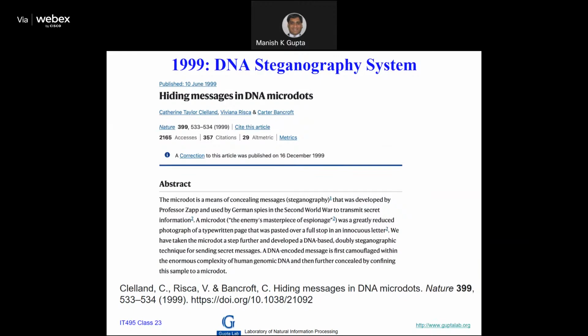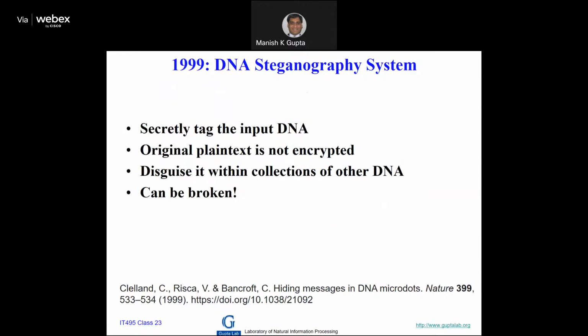There was another development at the same time, in 1999: a DNA steganography system was developed by these people. There, you secretly tag the input DNA. The original plaintext is not encrypted. Basically, you take the plaintext and put it somewhere in the DNA, and then you mix it with a collection of other DNA. But this can be broken. That was shown by John Reif's group. I will talk about that paper in the next one.